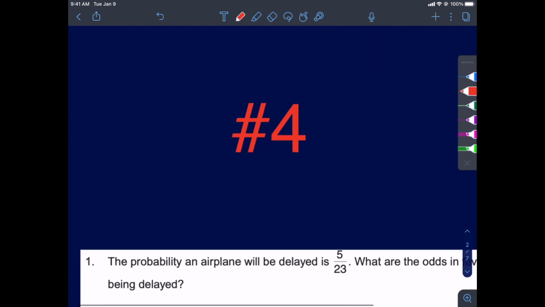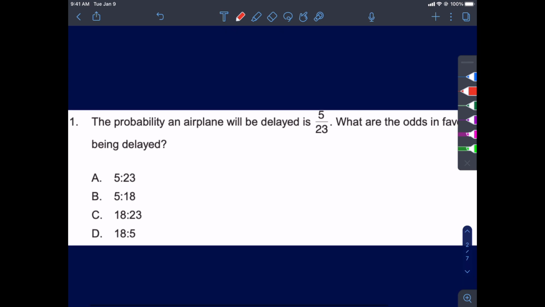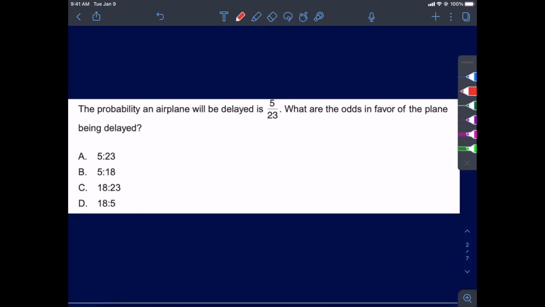Number 4. The probability an airplane will be delayed is 5/23. What are the odds in favor of the plane being delayed? Okay, this is really just some vocab. Odds in favor always put the number of ways that are good, or the win, number of ways to win, compared to the number of ways you lose.